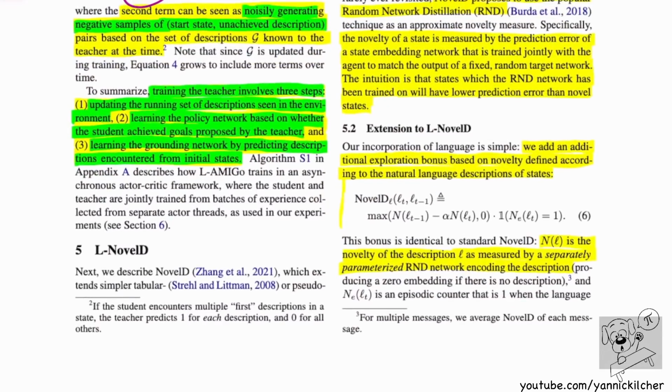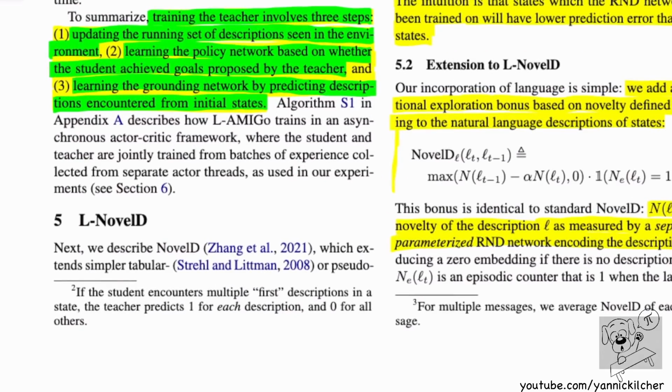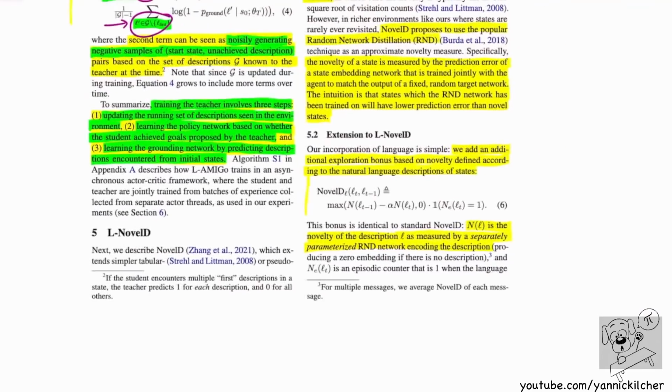Here you can see how they add language, right? They add language by essentially replacing that teacher-student relationship where the teacher proposes goals in coordinates. Now the teacher proposes goals in language. So that's the novelty here. The other algorithm is this novelty algorithm.